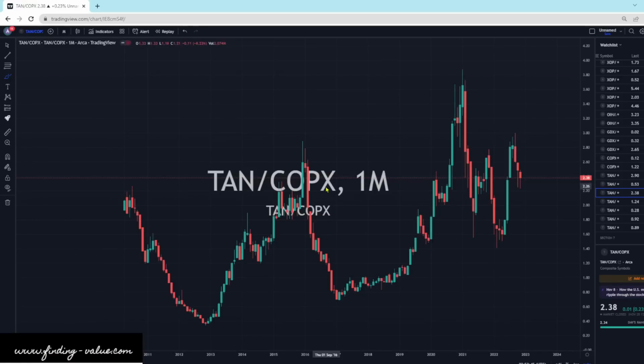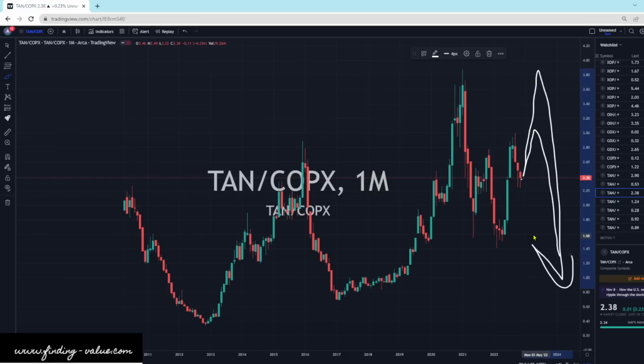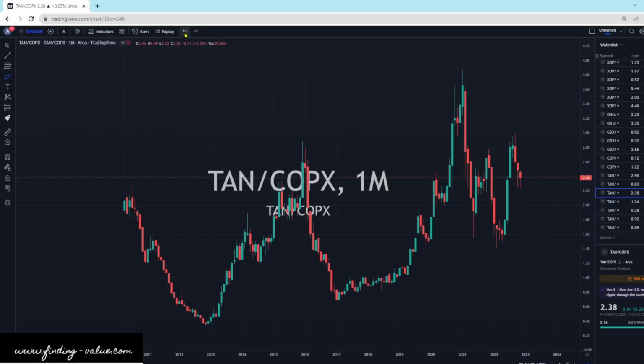TAN versus COPX. COPX is cheap in relationship to TAN, and we could potentially see a downward movement continue with that. And it doesn't mean that it has to happen immediately. We could go up, and then eventually it rips lower. We could go way up and then rip lower. But eventually, with time, I think that COPX is cheap, and it will work its way lower.